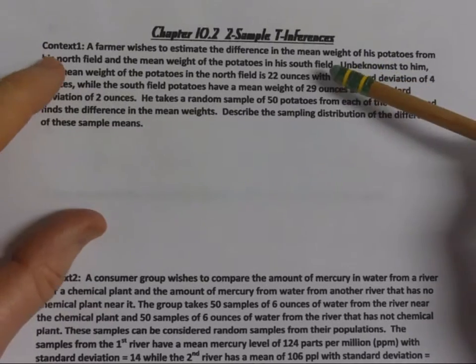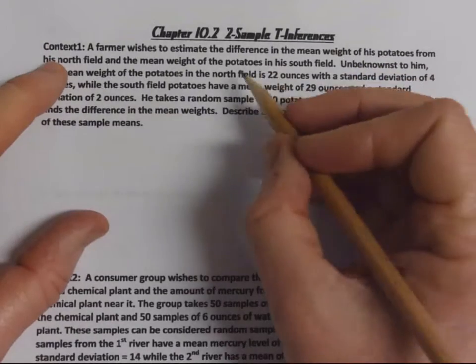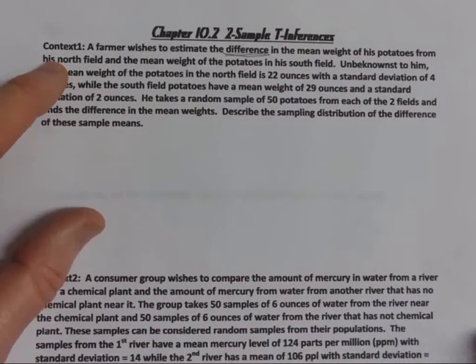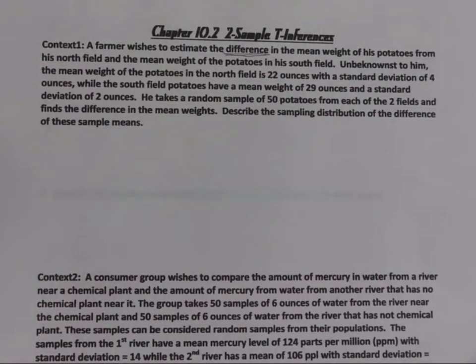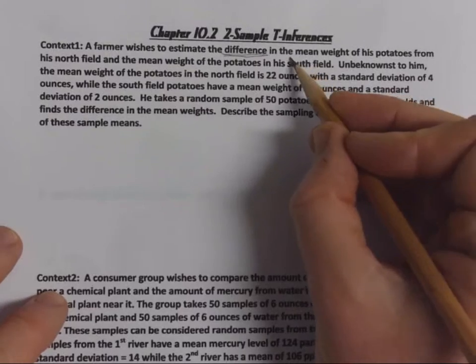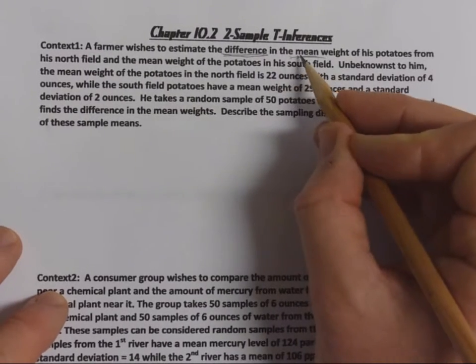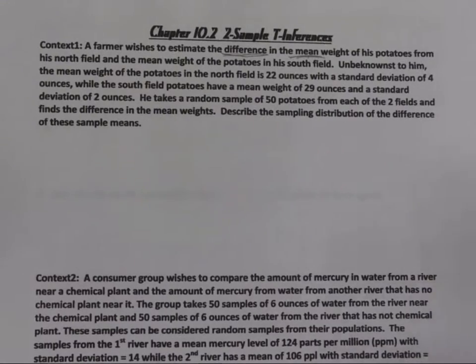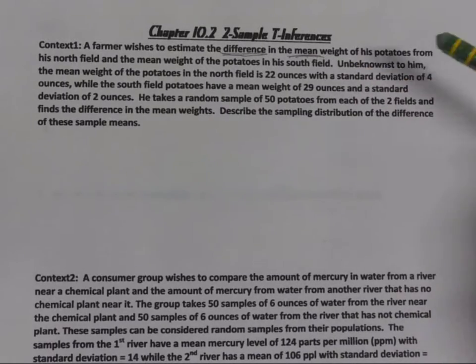It says a farmer wishes to estimate the difference. That's kind of the big word in chapter 10, that it's the difference in something, the difference in the means. So that's telling you chapter 10, section 2. So we're going to be doing, of course, whose mean? Mr. T. And so we're going to be doing t intervals and t tests in this section.